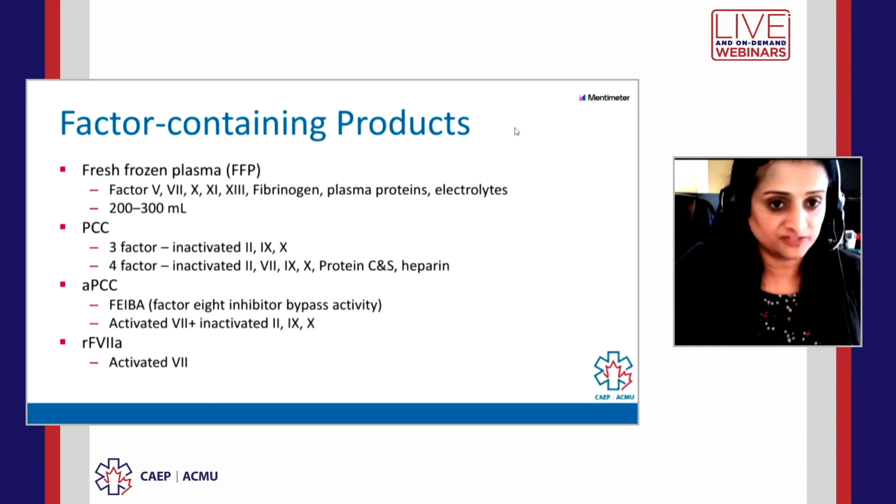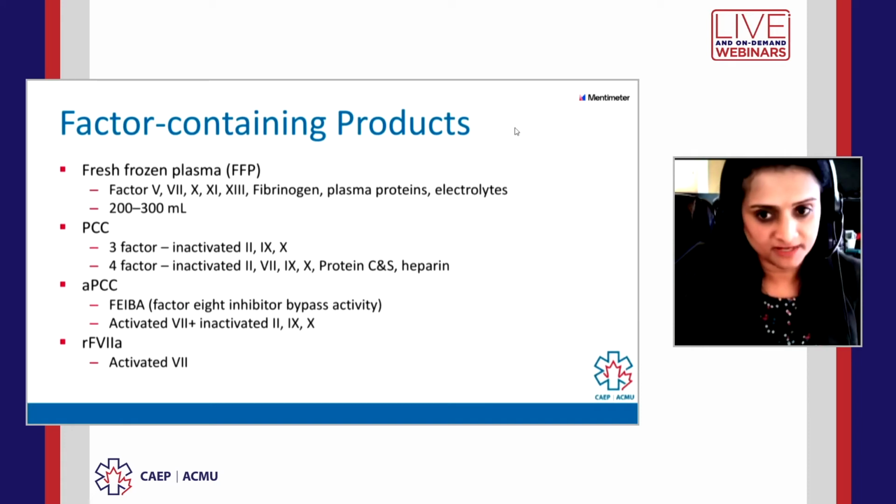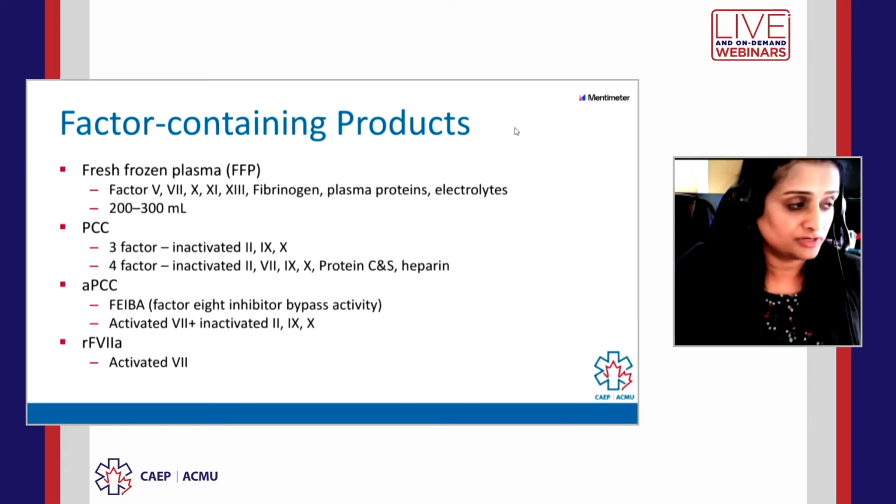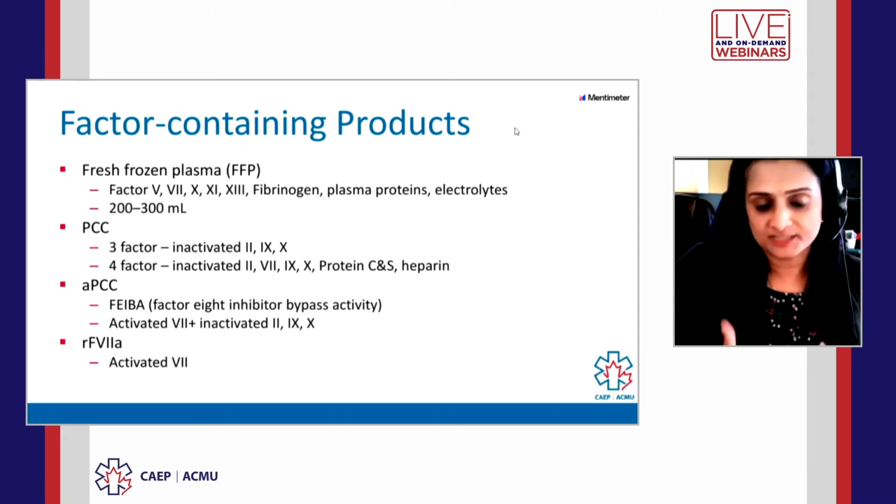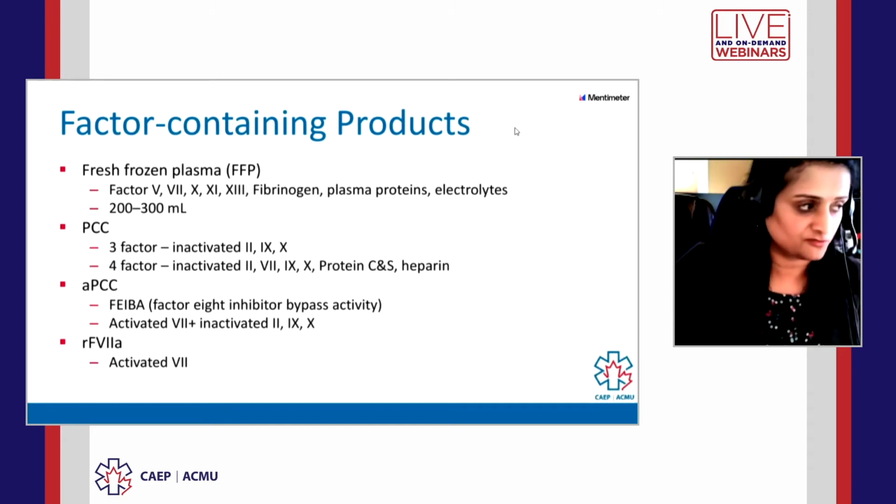The common one, for the longest time, was fresh frozen plasma. It contains all your vitamin K dependent factors. It also contains fibrinogen, factor 13, plasma proteins and electrolytes. But the drawback of plasma is that it needs a large volume for infusion, and also needs thawing time, because you need to thaw it before you can administer it to the patient. Many times there's also a higher risk of developing transfusion-related acute lung injury and transfusion-associated cardiac overload. Hence, there has been a shift towards using less fresh frozen plasma.